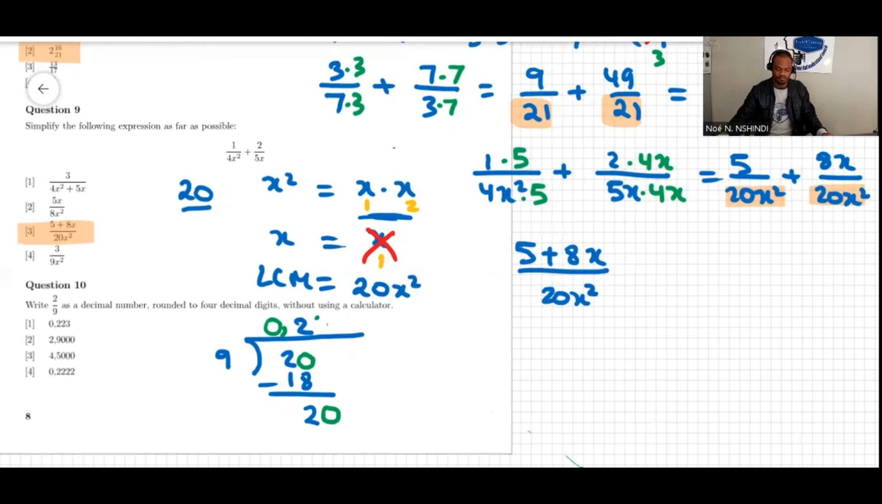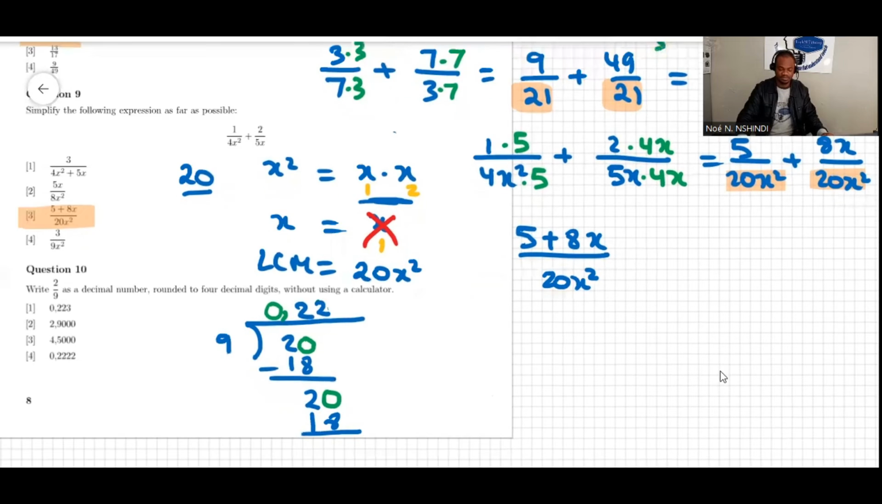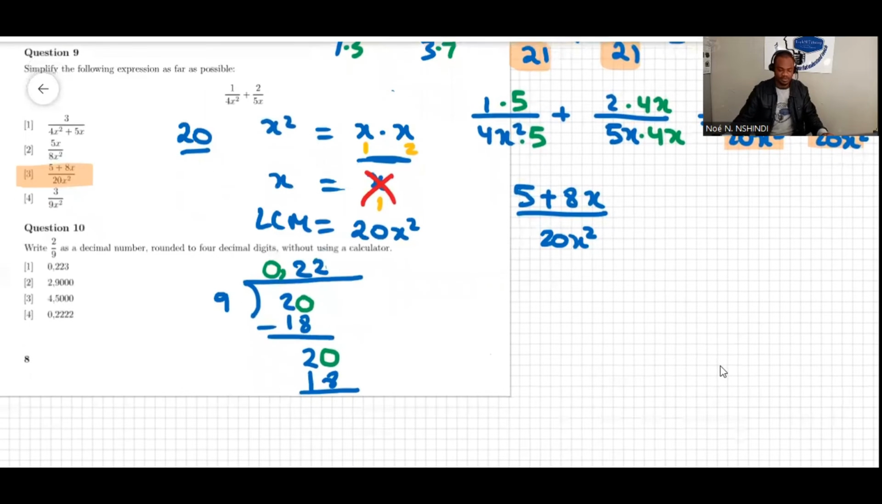And right there, 2. And then I do 2 times 9 is 18. 18 over here, 18 there. And then 20 minus 18, 20 minus 18 is again 2.